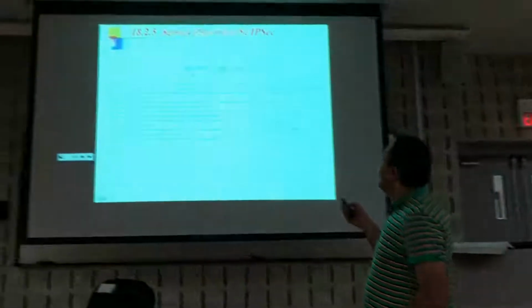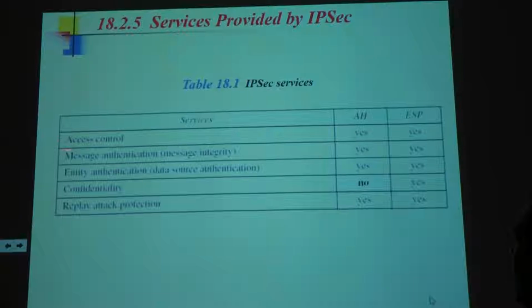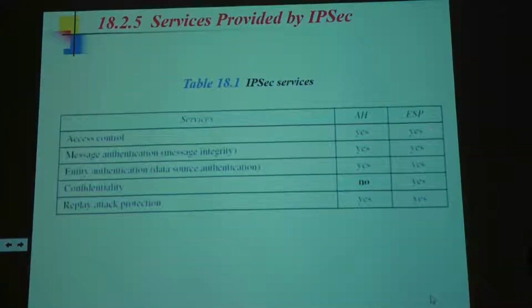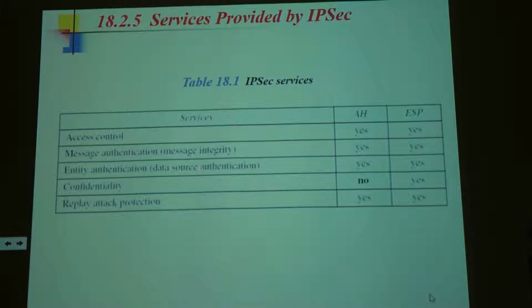Alright? So if you need to compare them, the services: access control, both of them provide. Message authentication and message integrity, both of them provide. Entity authentication, like data source authentication, both of them provide. Confidentiality, ESP provides, AH does not. Replay attack protection, both are provided. Alright? Both provided.